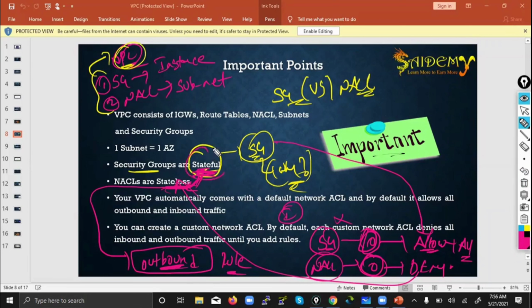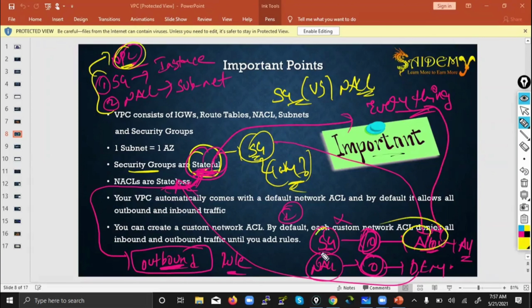Full means just full in the end. Full means you have everything. In which scenario is everything allowed? In a security group. So that's why stateful means security group. That way you can have a blind rule.